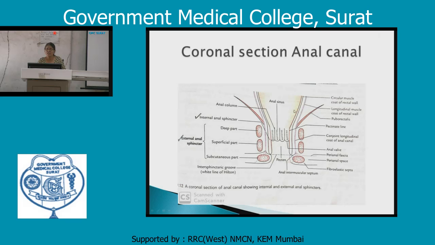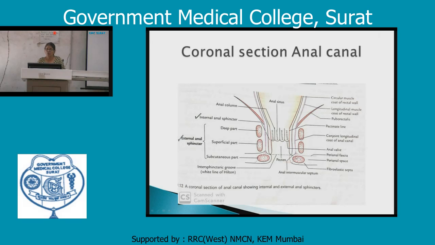This is the internal anal sphincter, which encloses the upper 30 millimeter, 3 centimeter: 15 millimeter this part, 15 millimeter pectin part, and this is the pectinate line, and this is Hilton's line. Below Hilton's line, this internal anal sphincter is not there. So the internal anal sphincter surrounds only the upper 3/4 of the anal canal, and it is formed by the circular muscle.